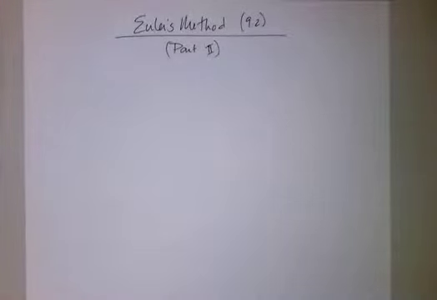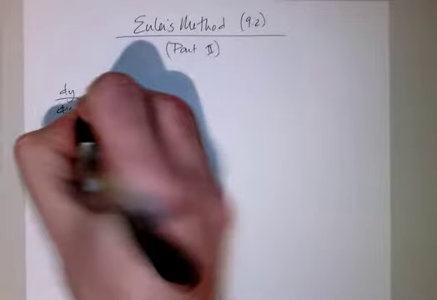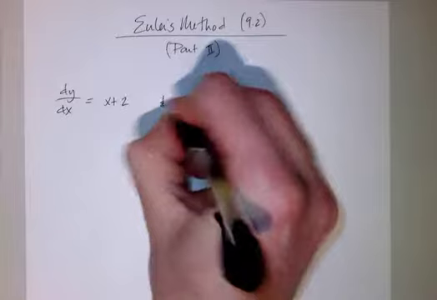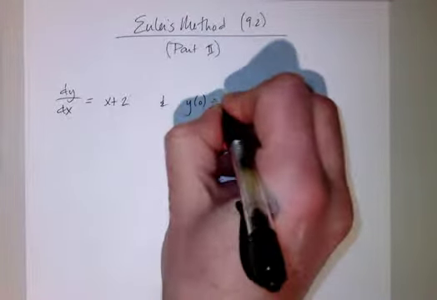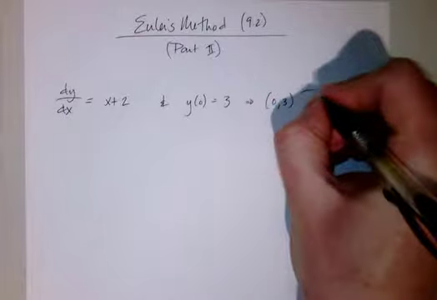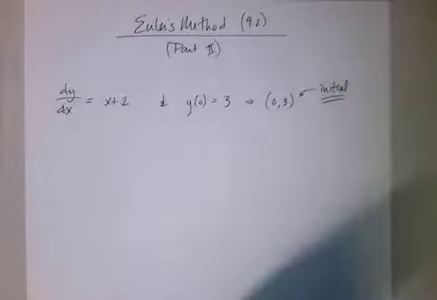Okay, let's go ahead and do another example of Euler's method. On this one, let's start off with one where we can actually verify our answer, okay? So let's say we're given dy/dx is equal to x plus 2 and y of 0 is equal to 3, okay? So that implies that the point (0, 3) is our initial condition.